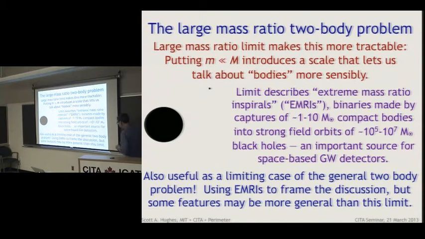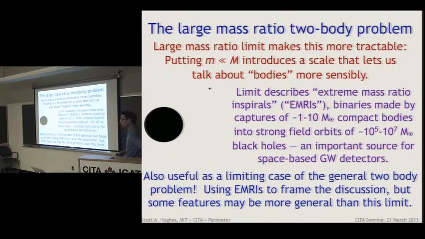To really make sense of the issues I'm going to talk about today, we found it most useful to go to a large mass ratio limit, which actually allows us to think about the notion of bodies a little bit more sensibly in an easier way. If you think about the astrophysics, we're really talking about extreme mass ratio systems, where your inspiraling little guy might be the mass of a star, but we want it to be a compact object so that it's not highly disrupted by the larger black hole, being captured onto a strong field orbit of a million solar mass black hole. This is, in fact, an important source for space-based gravitational wave detectors, should the various national agencies ever figure out a way to fund and launch one.